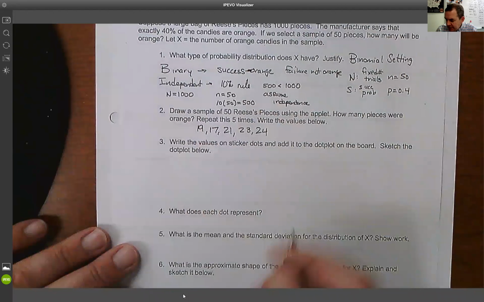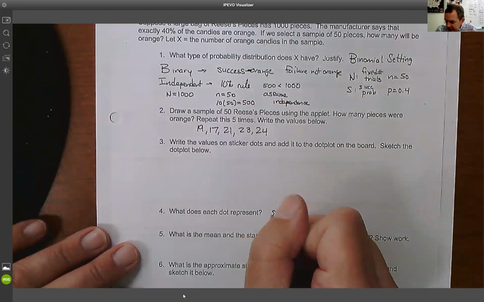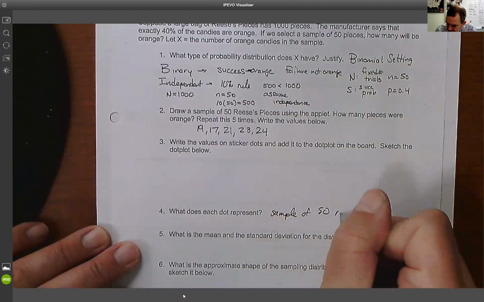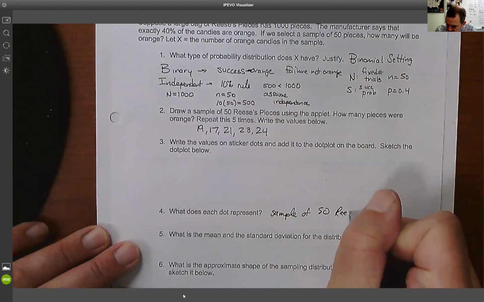What does each dot represent? Each dot represents a sample of 50 Reese's Pieces.